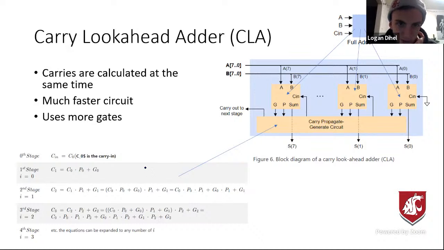Any questions over these two? The biggest thing is that this is faster. That's why you'd use it. It is more expensive and uses more gates, but a FPGA could literally put millions of these things on there with no problem, so that's not really an issue.